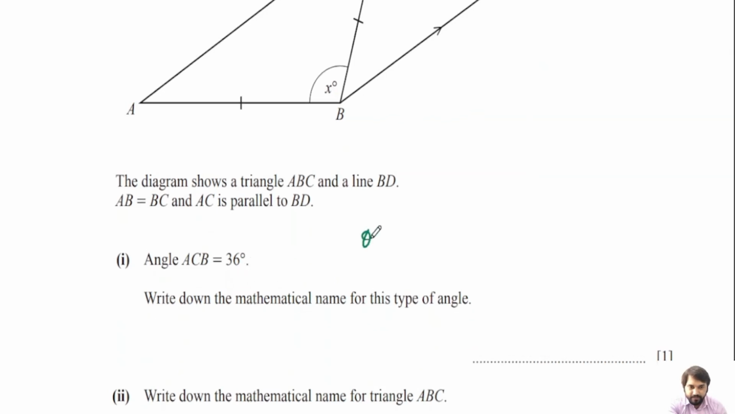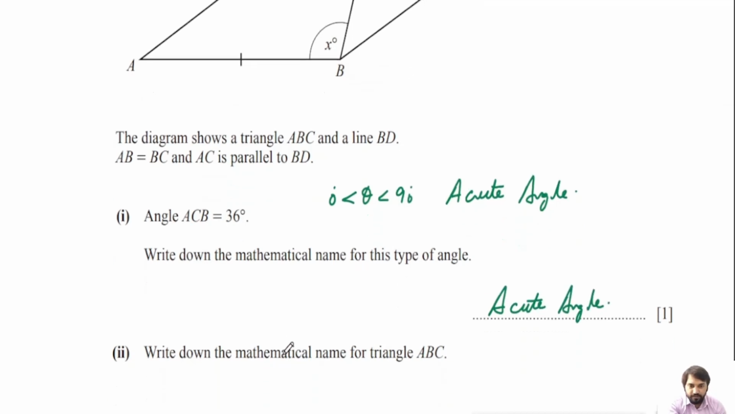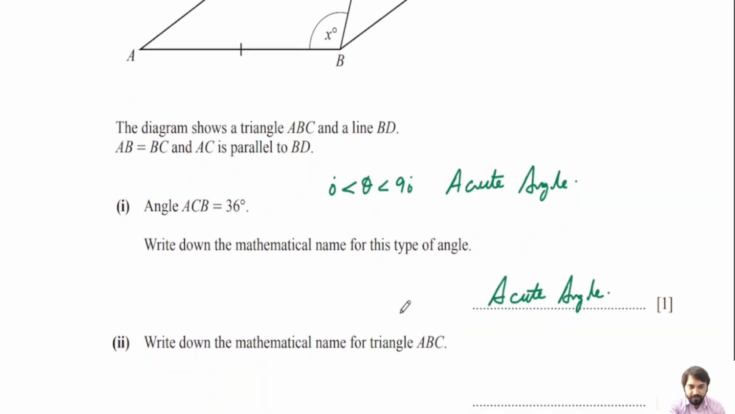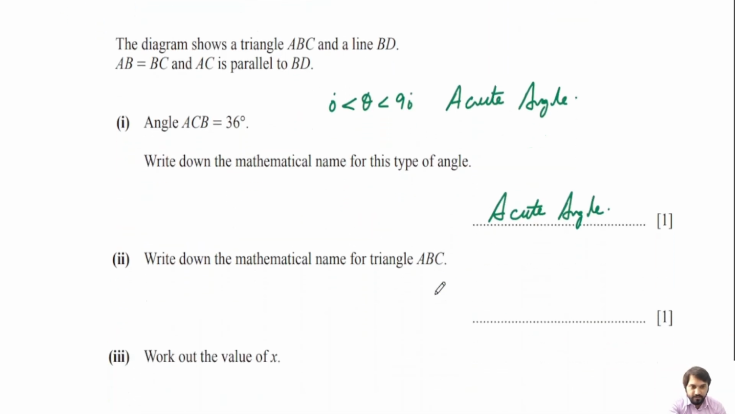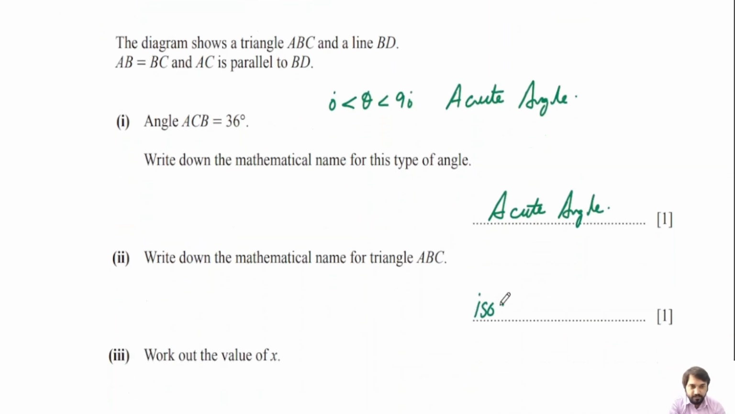An angle greater than 0 degree and less than 90 degree is known as an acute angle. So this is our acute angle. What is the mathematical name? Acute angle. Now the next part is write down the mathematical name for the triangle ABC. As we can see, we have two sides equal, AB and BC. So this is an isosceles triangle.